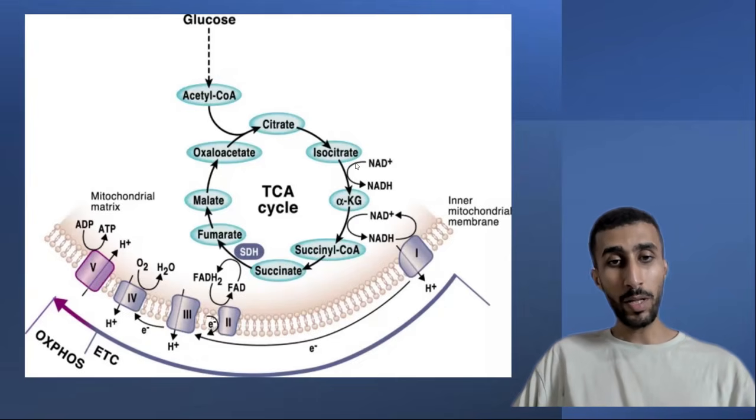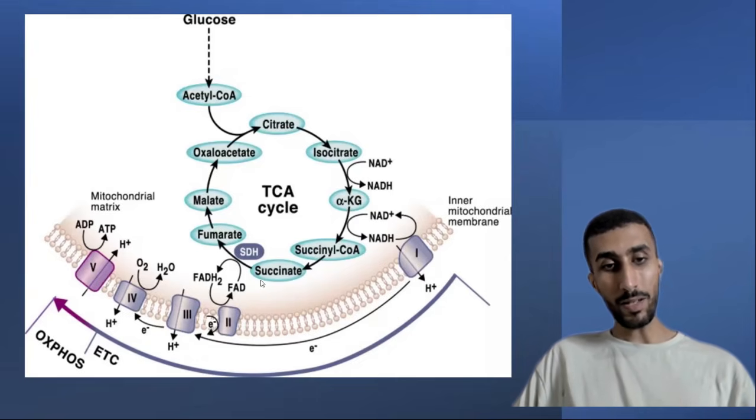Isocitrate is converted into alpha-ketoglutarate through isocitrate dehydrogenase, alpha-ketoglutarate to succinyl-CoA through alpha-ketoglutarate dehydrogenase, and malate to oxaloacetate through malate dehydrogenase. These are three enzymes. The three NADH are converted by NADH dehydrogenase. NADH dehydrogenase is the first part of the electron transport chain.